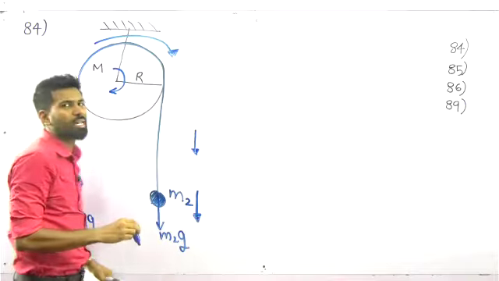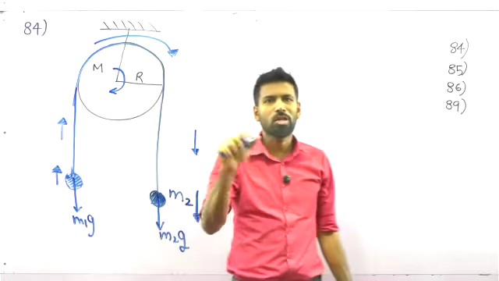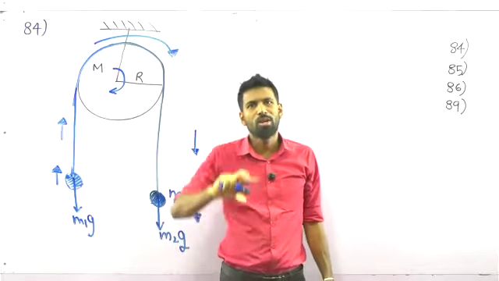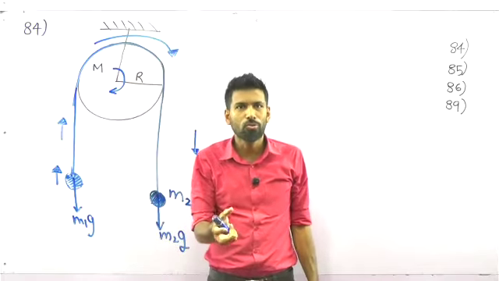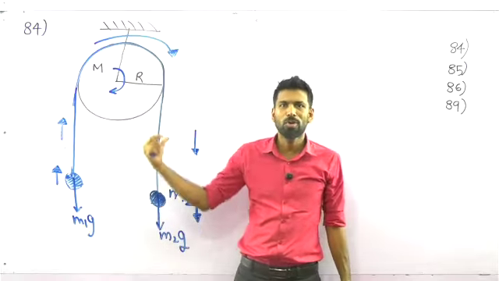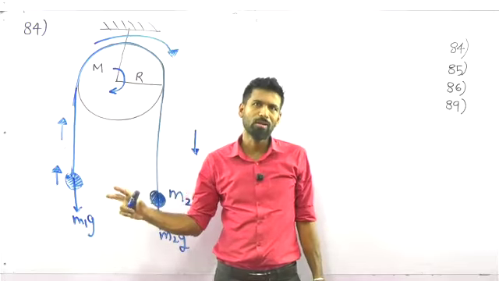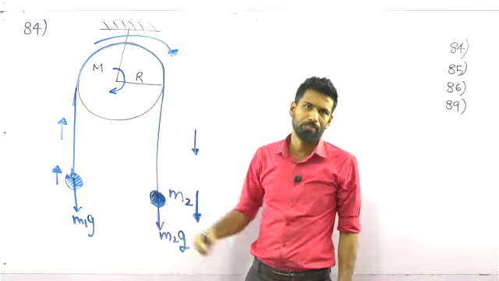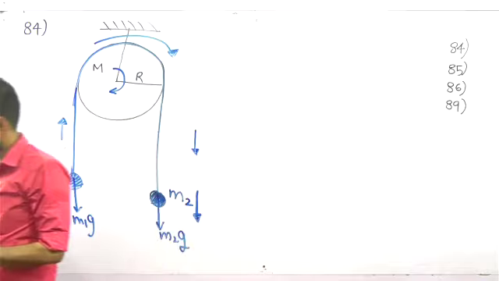Okay, so the topic is correct: combination of rotational and linear motions. The pulley is in rotational motion due to the string passing over it in a clockwise manner, and the two weights are in linear motion, one downwards, the other upward. Okay, so let's mark the forces.